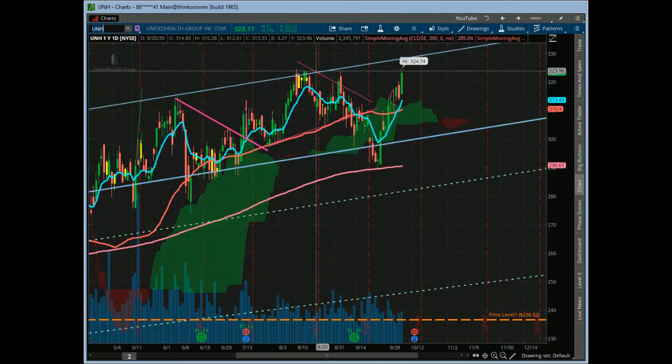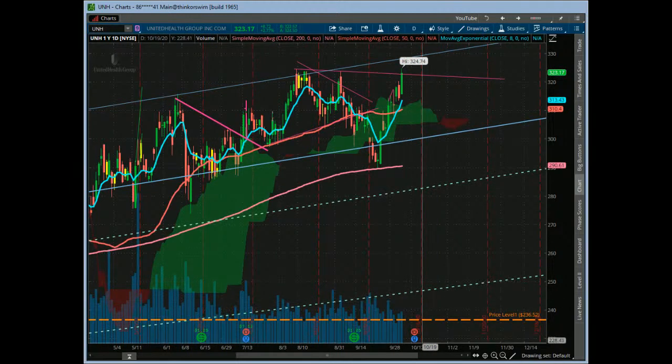UNH, so up about 8 points. Yeah, strong move on UNH today. Again, it cleared this geometric level right here, with good volume coming up on earnings. Definitely one to keep an eye on to see if it can work its way out. I'm going to add that to the game plan for tomorrow.